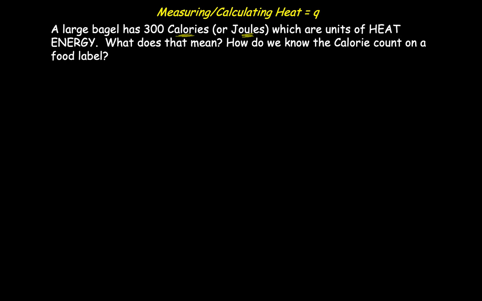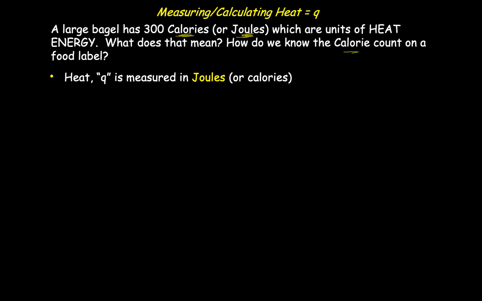So there's still a bit of confusion on when to use what, but again, in science, in our classes, we're going to be using joules. Okay, so if a large bagel has that, what does that really mean? It means when you burn the bagel, you release that amount of heat. That's how we know the calorie count, by actually burning food. In a food science lab, they put it in something called a calorimeter. So we'll look at that in a minute.